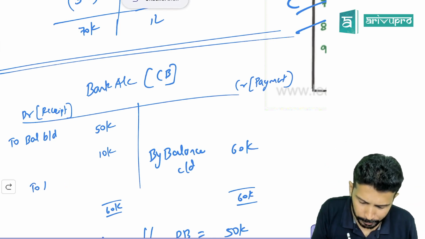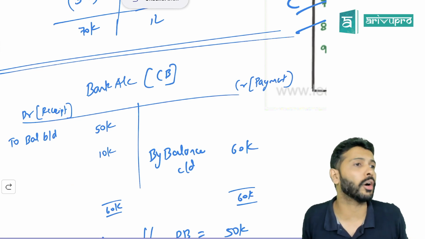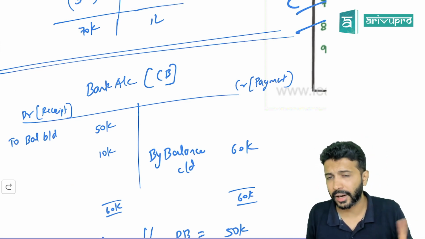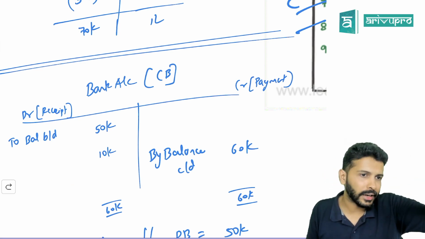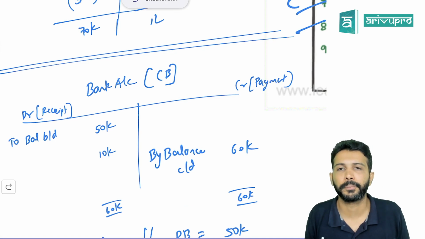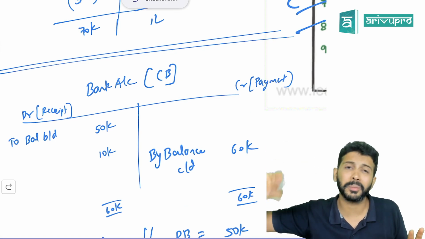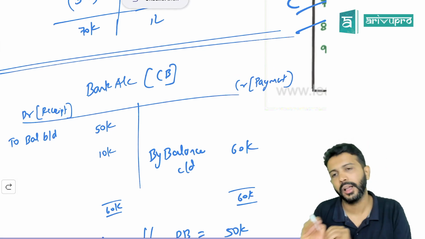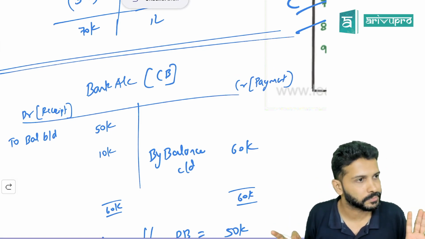Similarly, when you make the payment to somebody, let's say you paid a rent of 5,000 through bank. What is the journal entry? Rent account debit to bank. In bank ledger, what will be the posting? You will write by rent. Debit side or credit side? Credit side. Why credit side? Because it represents a payment. Are we okay? Done? Alright.